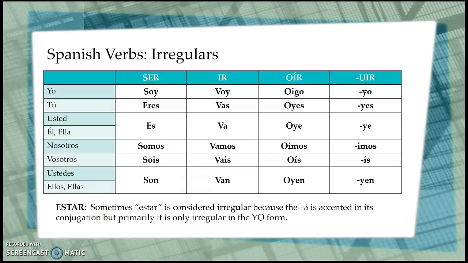Sometimes people will put the verb estar on an irregular list. It can be considered an irregular because of the accented A in its conjugations, but it's still following the normal pattern after the yo form, so I don't include it on an irregular slide.